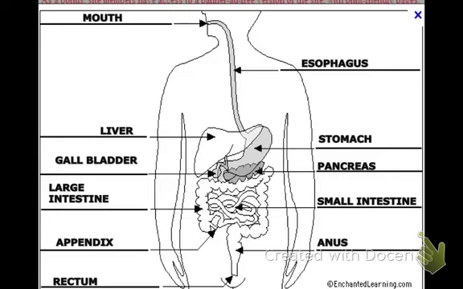So when we're talking about the path of food, we are going to start at the mouth right here where you eat your food. Digestion starts in your mouth right away. In your mouth you have salivary glands, and those salivary glands secrete something called amylase. Amylase breaks down the starches and sugar in your food, and also your teeth grind down your food, and that's a type of mechanical digestion.